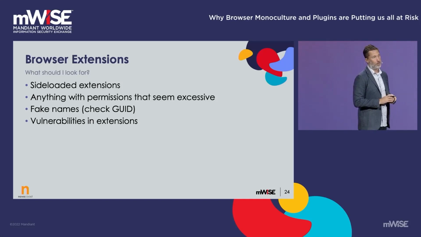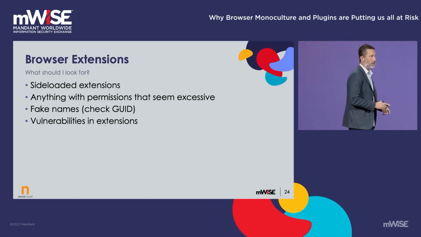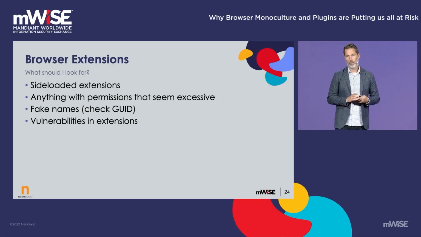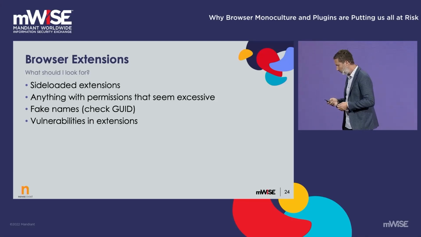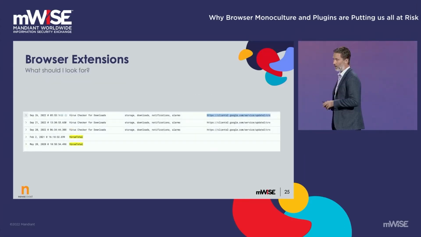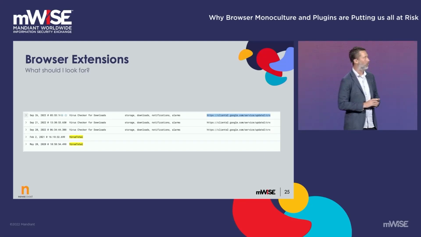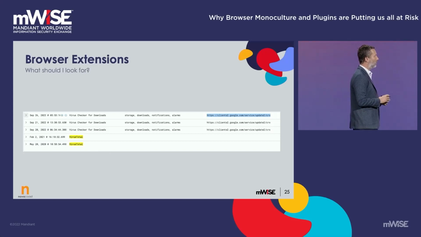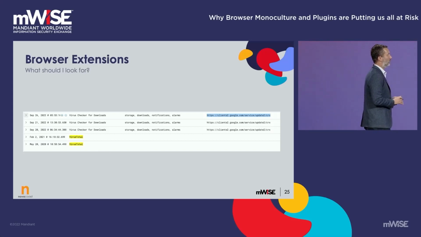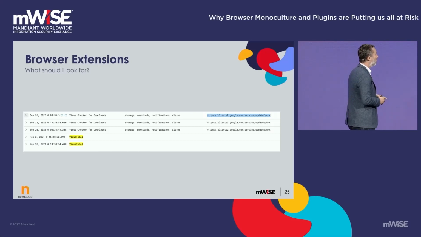And then vulnerabilities and extensions, like JS Retire is a good one out there to run your browser extensions through once you've pulled them down. Now we'll play a little game here. All right, can we spot the fake browser extension? This is the VirusTotal checker, the virus checker for downloads and VirusTotal. Ignore the highlighting, but can you spot the fake one? It's a trick question. They're all fake.